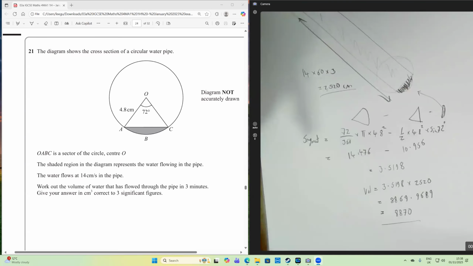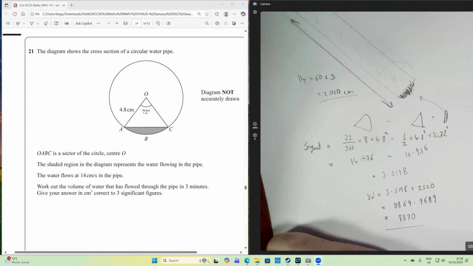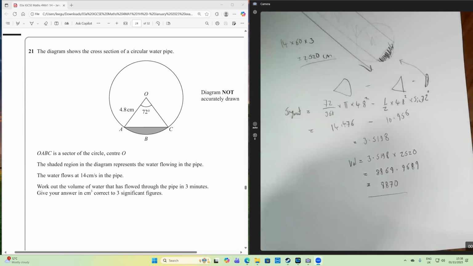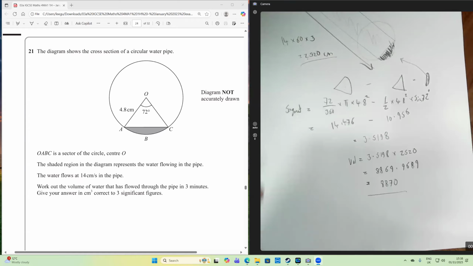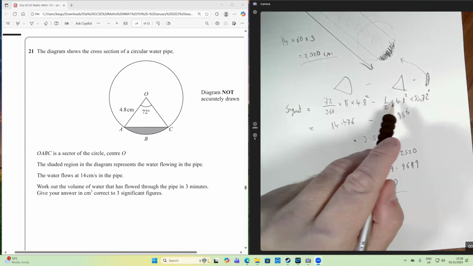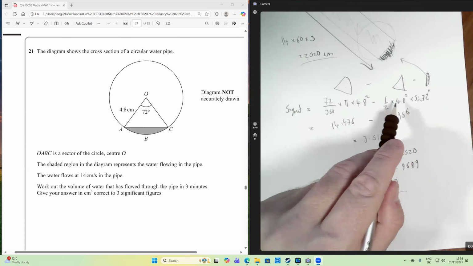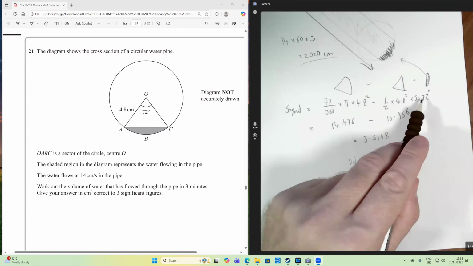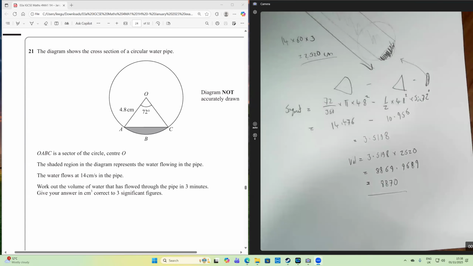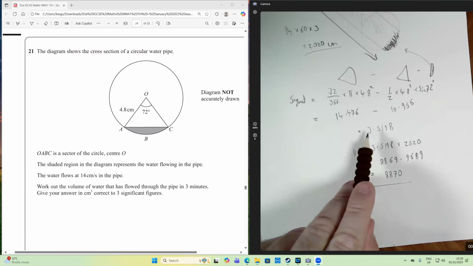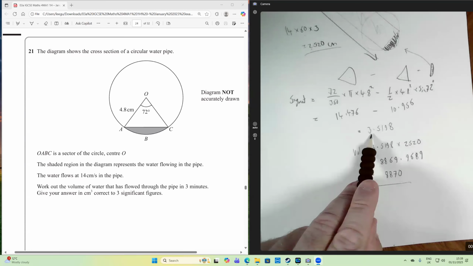So let's look at the sector. It's an angle of 72 degrees. So it's 72 over 360 times pi times 4.8 squared. Minus, you're going to use the formula half ab sine C. So half times 4.8 squared times sine of 72. So that gives us 3.5198 when we work that out.